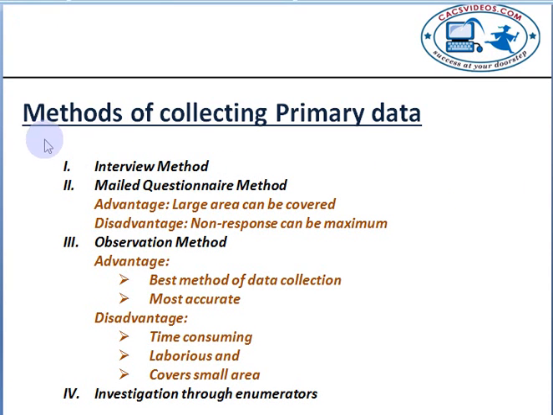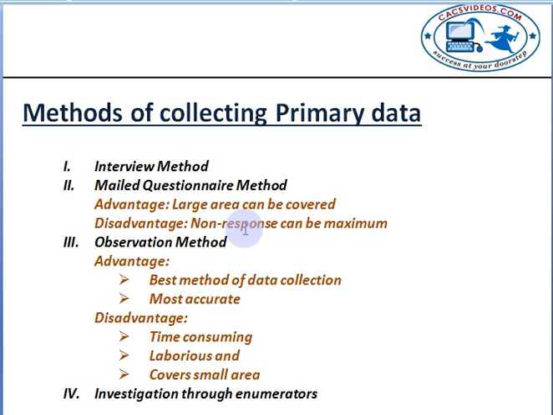Now we'll discuss different methods of collecting primary data. There are 4 methods of collecting primary data. First is the interview method. We'll discuss this in the next slide in detail. Second is the mailed questionnaire method. Here what you do is compile a set of questions and mail it to millions of people. What is the advantage of this type of data collection? The advantage is that a large area can be covered. At a single point of time you can send a mail to millions of people.